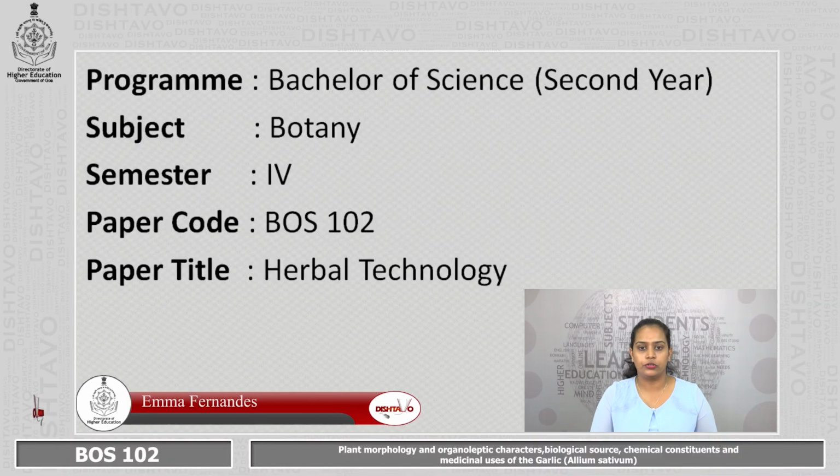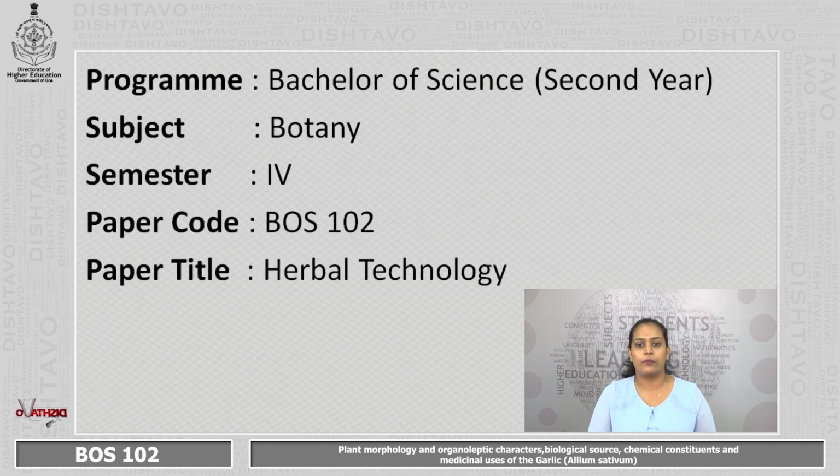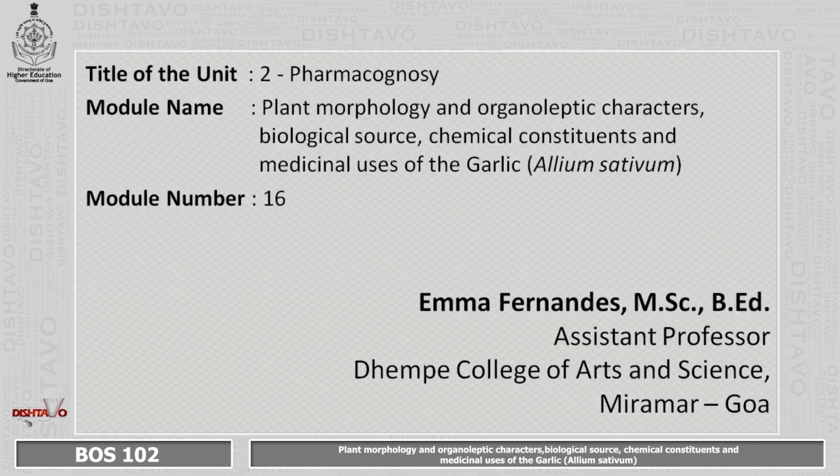Welcome to this e-module. This program is designed for the students of Bachelor of Science second year for the subject of Botany, semester 4, paper code BOS 102. The title of this paper is Herbal Technology. The title of this unit, that is Unit 2, is Pharmacognosy.